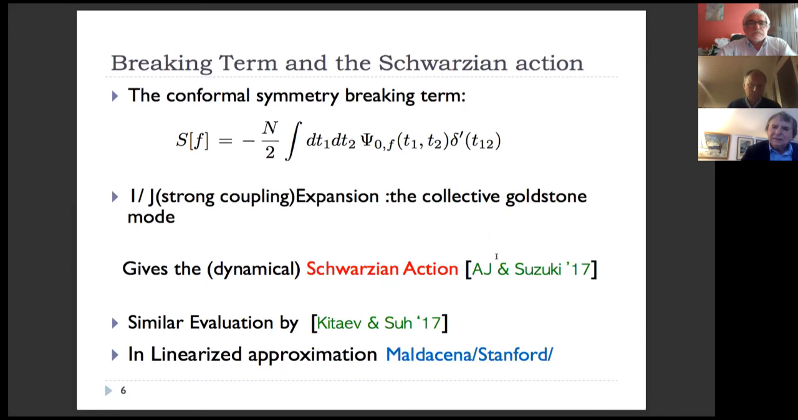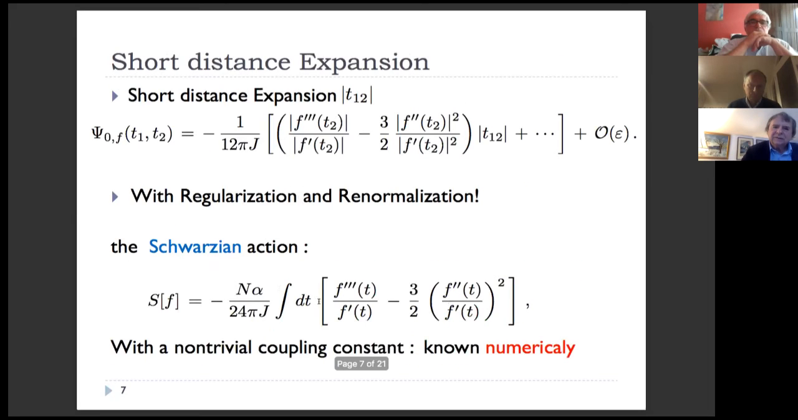So we have done it in this paper with Suzuki. Kitaev and Suh have done it similarly. Maldacena and Stanford have done it in the linearized approximation. But the nonlinear theory, which is written down here with an action for a dynamical quantum mechanical mode, is non-trivial. Even in that large N limit, it comes because of regularization or renormalization.